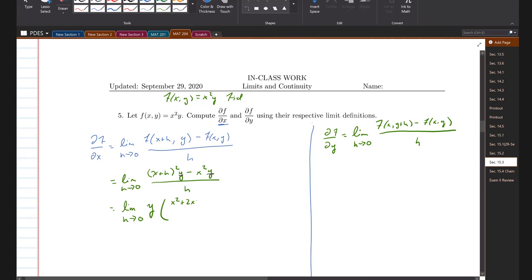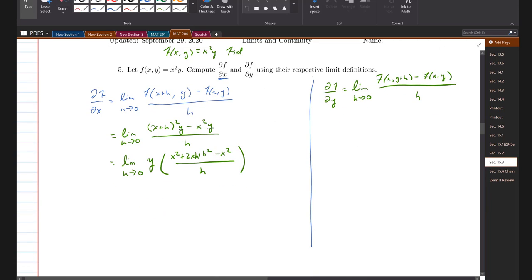It gives me x squared plus 2xh plus h squared minus x squared, all over h. So I did two things at once, folks. I factored a y out of the fraction, but for right now I left it in the limit, although you could have done this in one step here. I factored a y out of the fraction, and I also expanded the x plus h quantity squared. That part should seem very reminiscent of Calc 1.